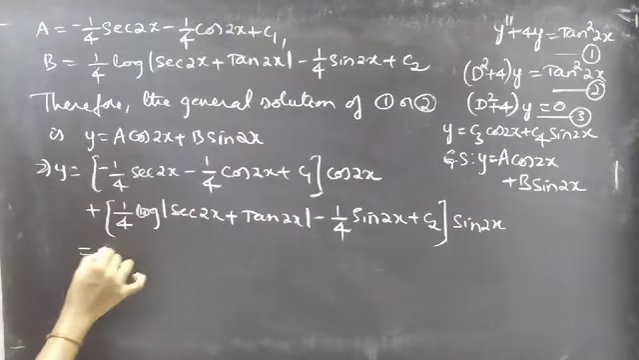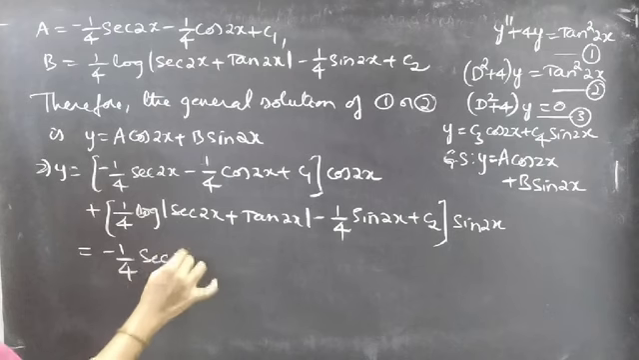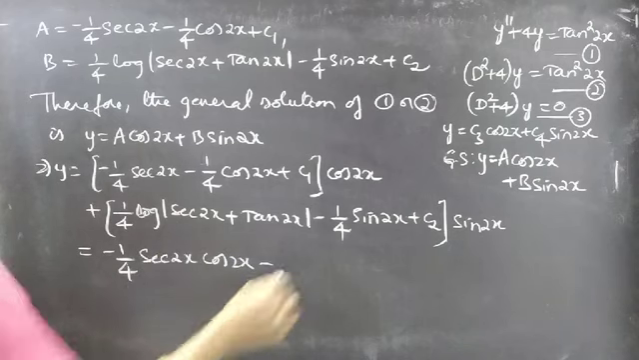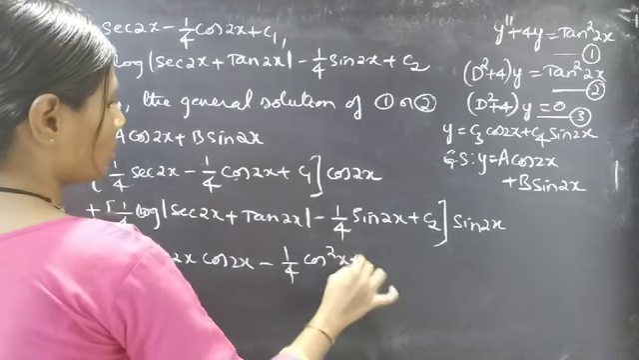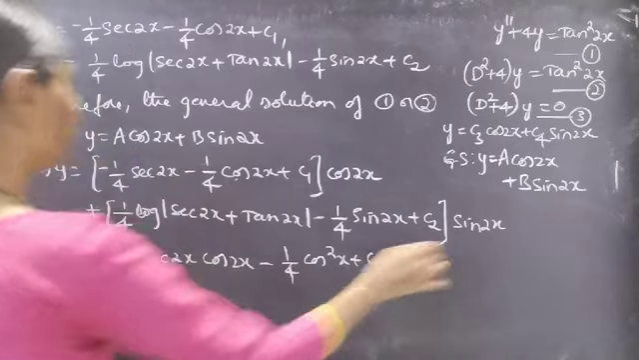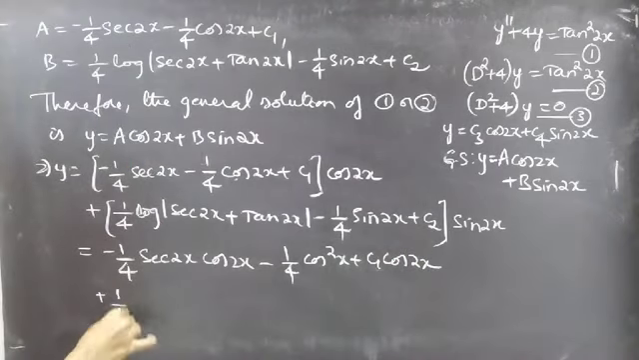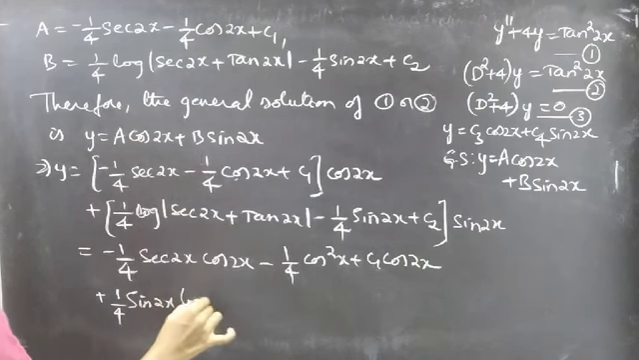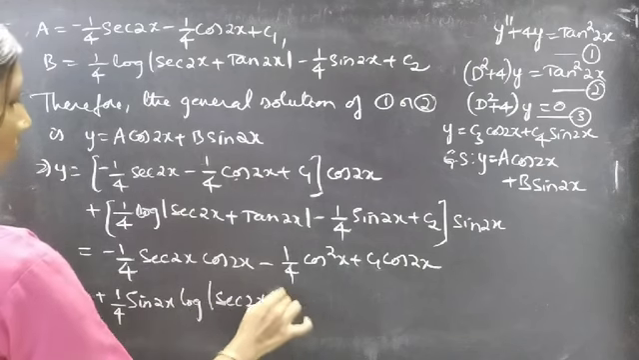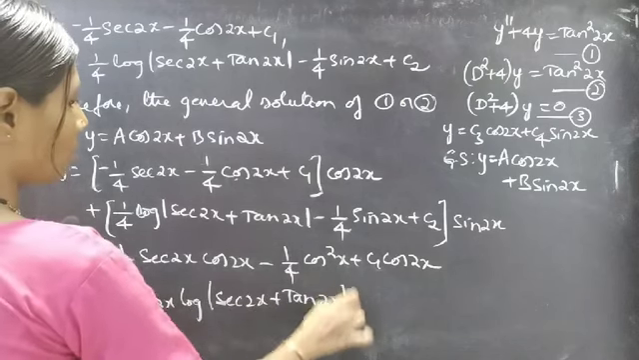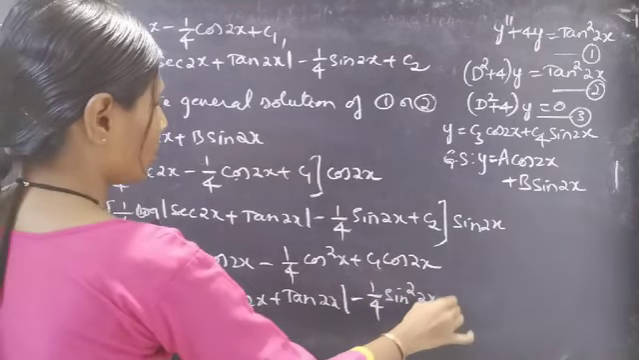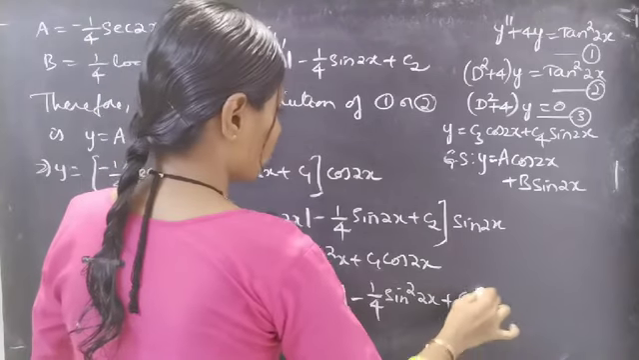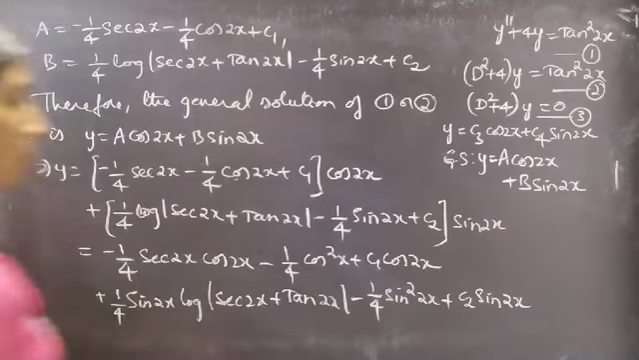We'll get minus 1 by 4 secant 2x into cos 2x, minus 1 by 4 into cos 2x times cos square 2x, plus c1 cos 2x, plus 1 by 4, this term into sin 2x is sin 2x, log mod secant 2x plus tan 2x, minus 1 by 4, sin 2x into sin 2x is sin square 2x, plus c2 sin 2x. Okay.